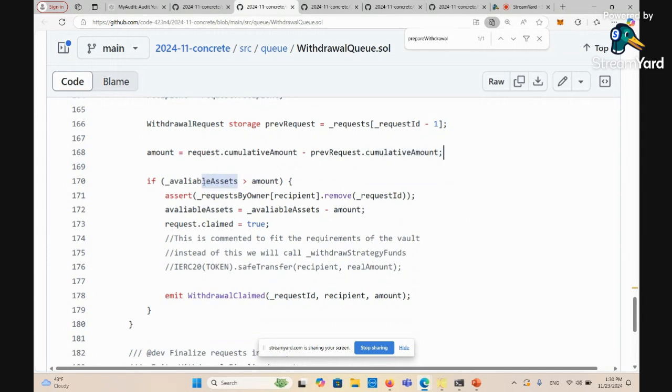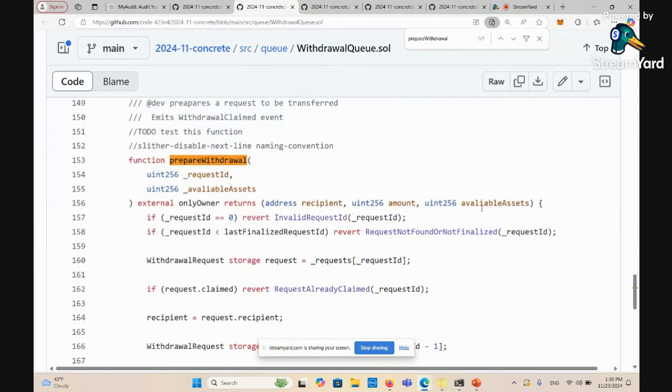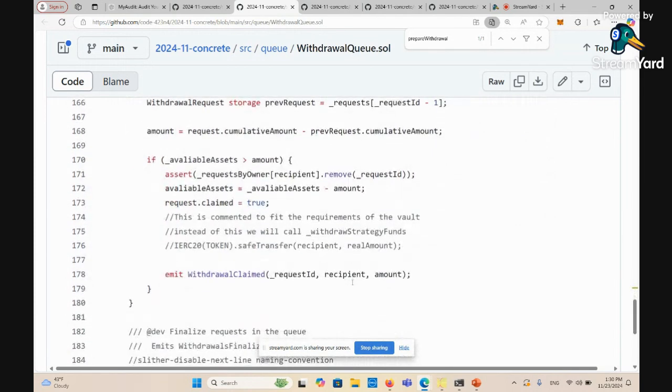Okay, if we do have remaining available assets big enough, then we are going to calculate the new available assets, which is used as the output, returned back over here. So this is considered as the new available assets, and then set the claim to be true, so it cannot be double claimed. Okay, and also you try to make sure the remove is successful. It's basically a check that the owner indeed owns it.